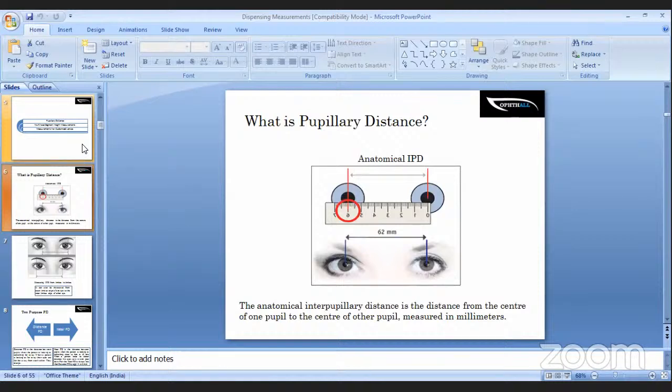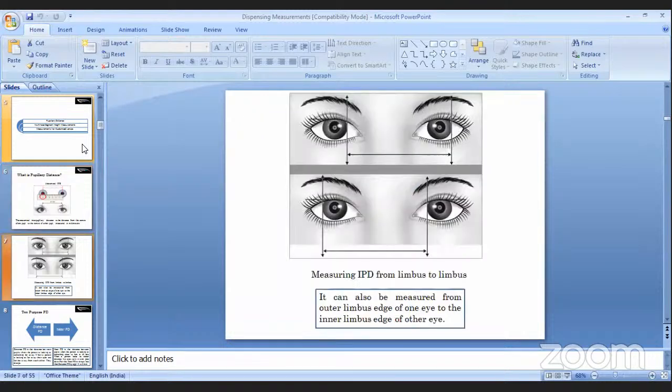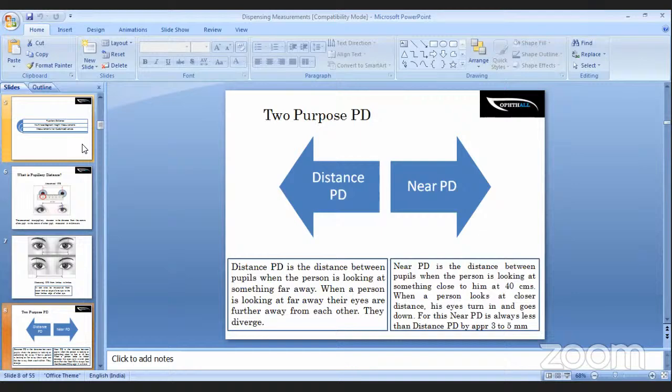The distance between the center of two pupils is anatomical IPD, which is measured in millimeters. Now, it can also be measured from the external limbus of one eye to the internal limbus of the other eye. Both measurements will be the same. There are two types of IPDs which we need to take. They serve two different purposes. One is distance PD, another is near PD. Distance PD is measured when the patient is looking at a far distance, and the near PD is measured when the patient is looking at a 40 centimeter distance.